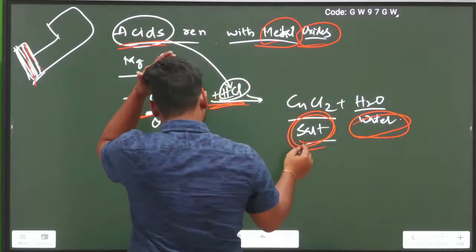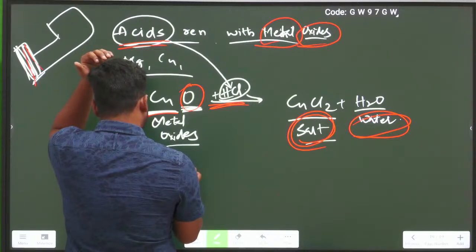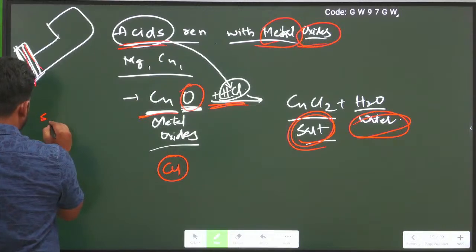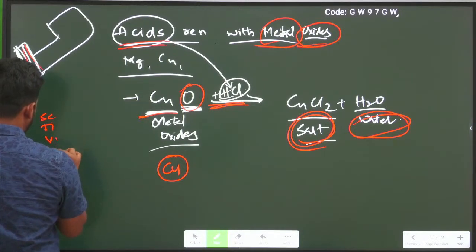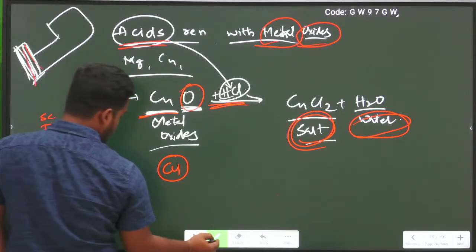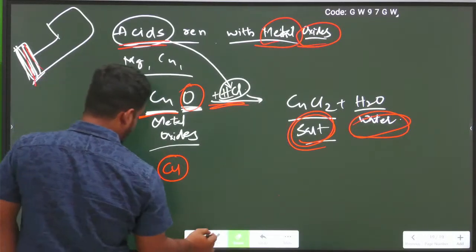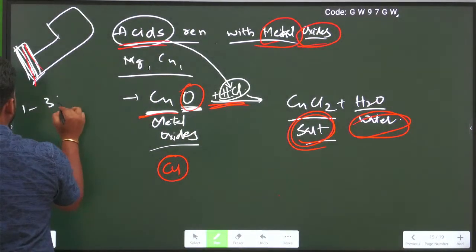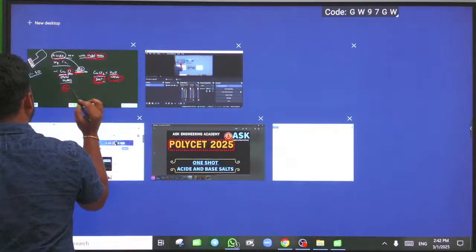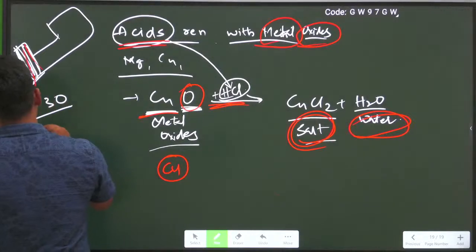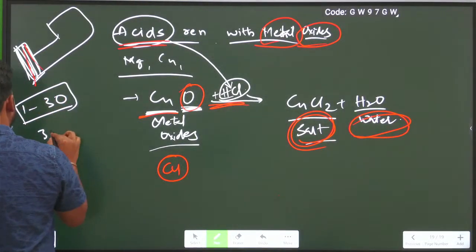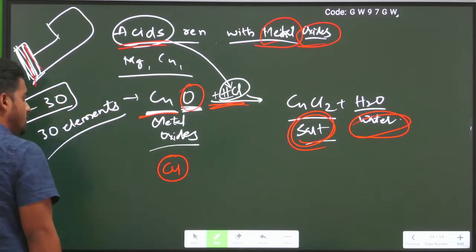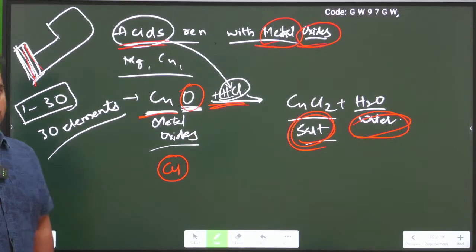So why do they form in this way only? Yes or no? Take copper. Copper, scandium, titanium, vanadium, chromium, manganese, and so on, these elements go up to 30. These elements are most important. You have to learn these 30 elements very carefully, otherwise you will not understand even some basic reactions.